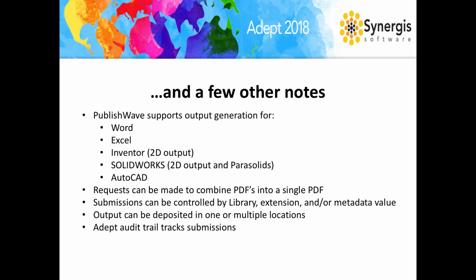Also, the output can be directed to multiple folders from one job submission. This is useful when the output is to be used in several ways, such as one output folder gets checked back into Adept. This other output folder is used by SharePoint. And you can set up as many places where you want that PDF to go as you need. The interesting thing is all of these submissions through PublishWave and check back into Adept are all tracked in the Adept audit trail as well.